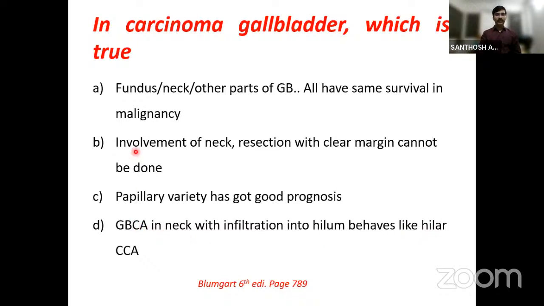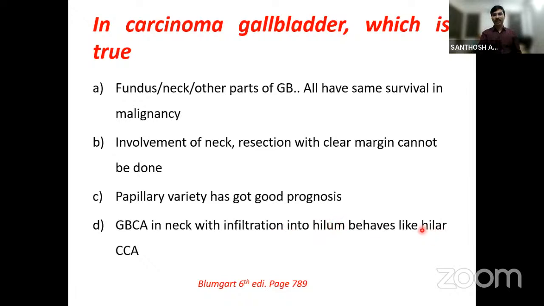See, the answer is obvious. It's the papillary variety which has got very good prognosis. Fundus has got better prognosis when compared to that of neck. Whenever the neck is involved, the resection should be extensive. For example, it can involve the right hepatic artery, it can involve the right portal vein. So in that situation, instead of removing segment 4B5, one may need to go in for right hepatectomy also in addition to 4B removal. Whenever it infiltrates the neck and cystic duct, it can infiltrate the hilum also.